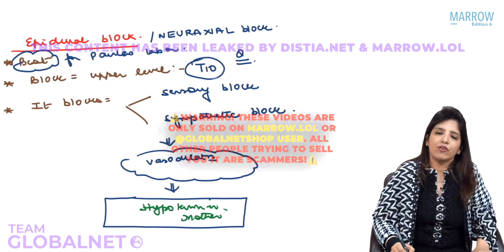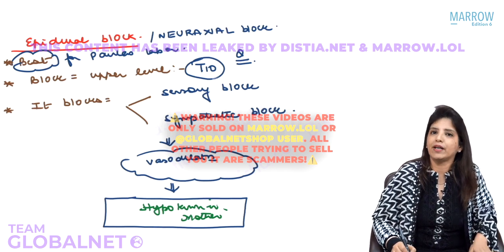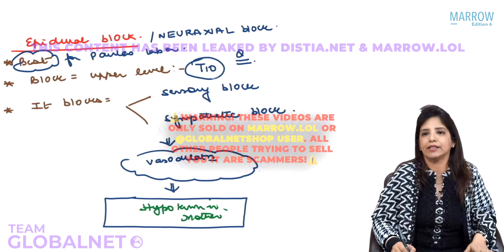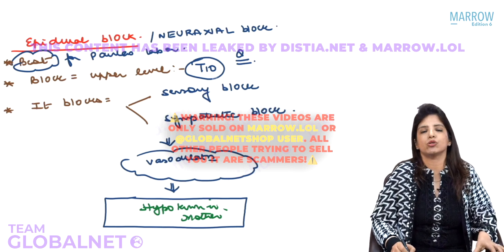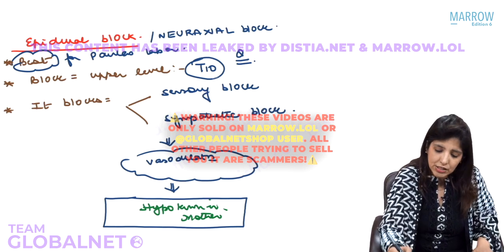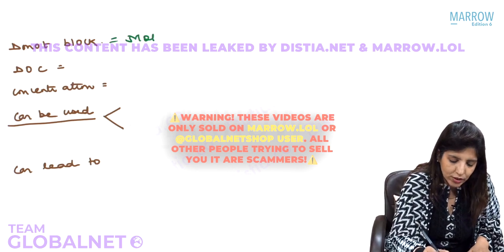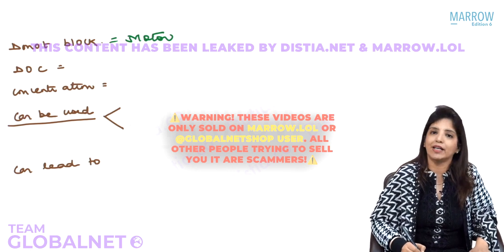Right? So if I ask you what are the adverse effects of epidural block, number one, please remember that it leads to hypotension in the mother, because there is not just sensory blockage, there is also sympathetic blockage. Is the motor system getting blocked? No. The motor nerve fibers are not getting blocked.